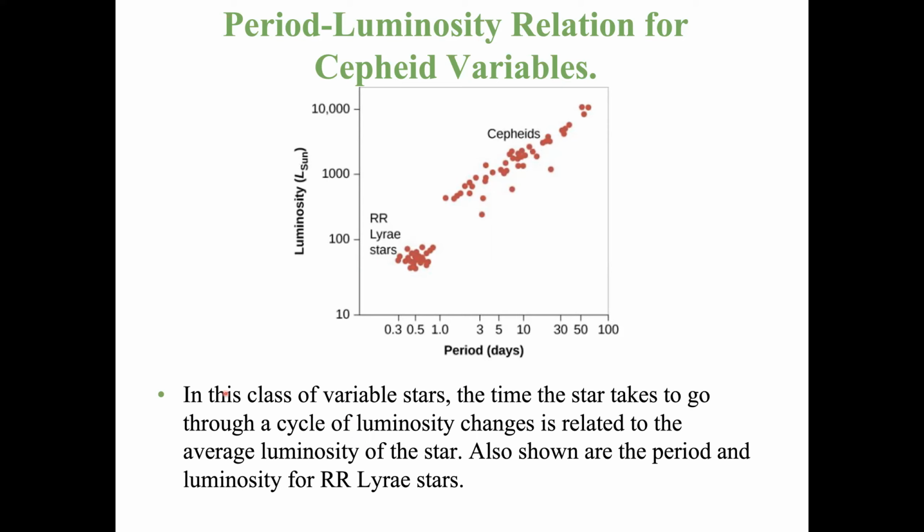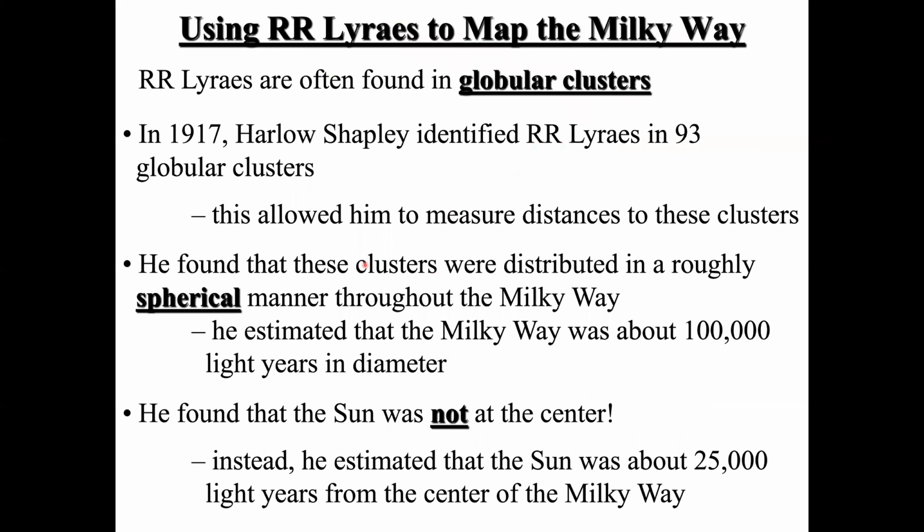You can see that in this class of variable stars, the time the star takes to go through a cycle of luminosity changes is related to the average luminosity of the star. I have shown you the period and luminosity of the RR Lyra stars. So once you know these two components, as in the Cepheid stars, you can use that to measure the distances.